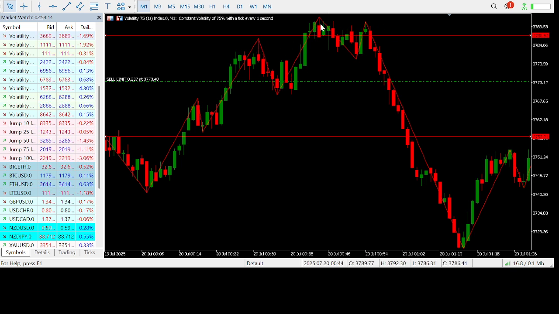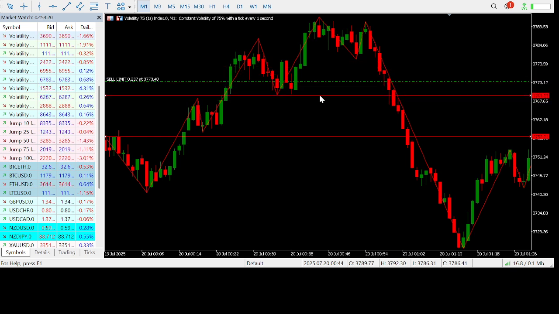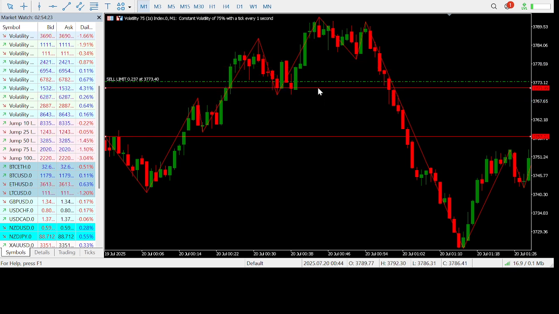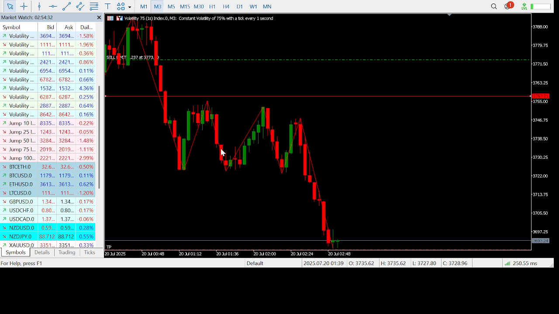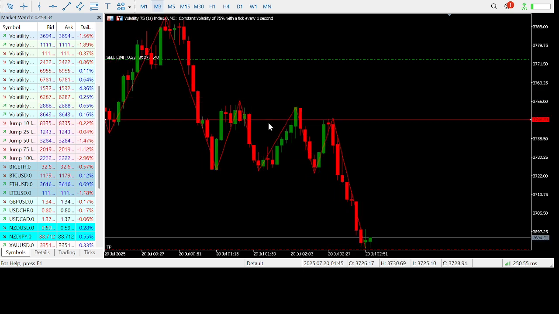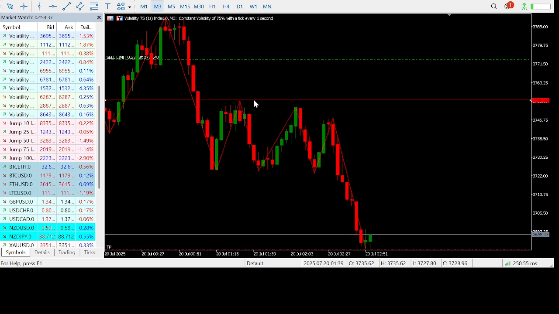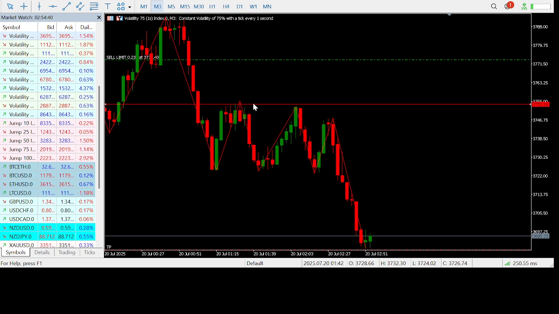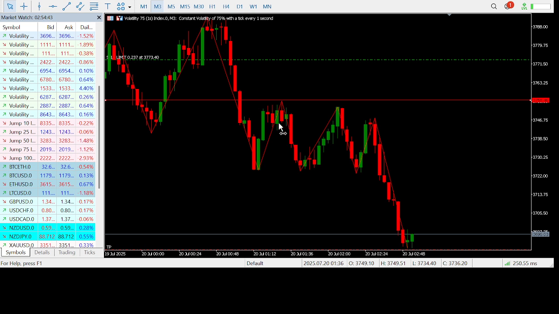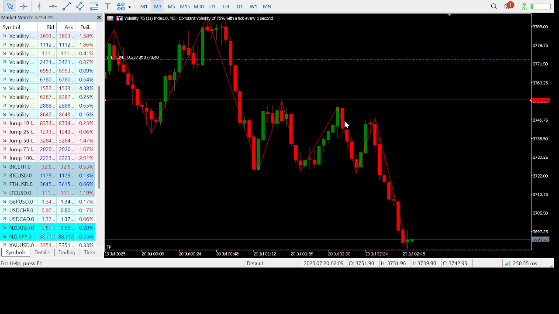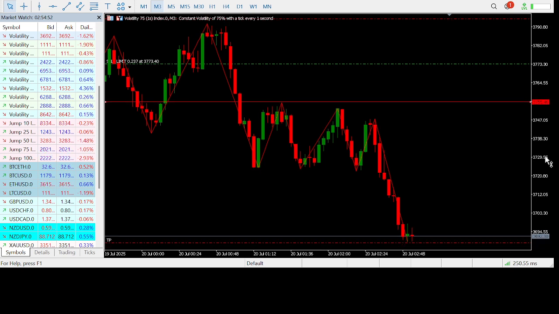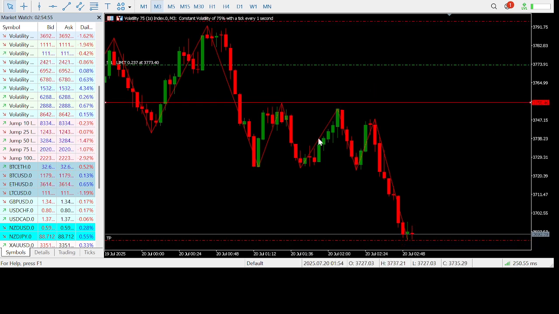So what did it do? Where did it break structure? My entry would have been here, and still I wouldn't have gotten it, which means there is a trade here still. What does it mean? Look, these are pretty equal highs here, so this is another liquidity. This entry is not even invalidated. There will be an entry here for sure. We don't know how far it is going to go, but there will be an entry here.